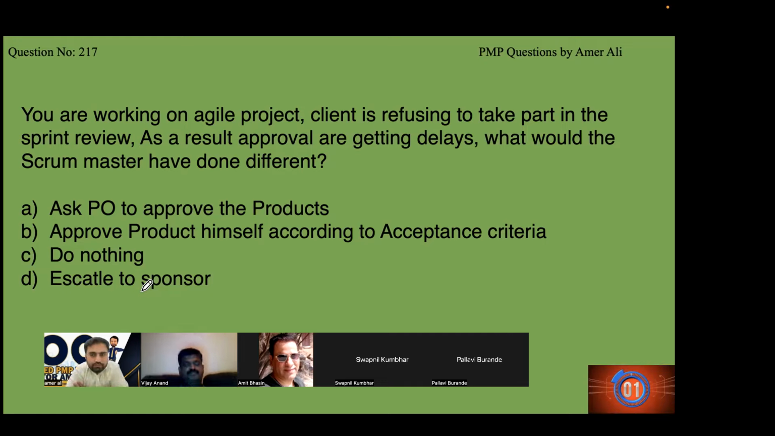Okay. What would the Scrum Master have done differently? You are working on an Agile project, and the client is refusing to take part in the sprint review. As a result, approvals are getting delayed. So what would he have done differently? Please understand this: the product owner is the voice of the customer. So the product owner can directly approve it. A is the right answer. Approve the product himself. He cannot do nothing.